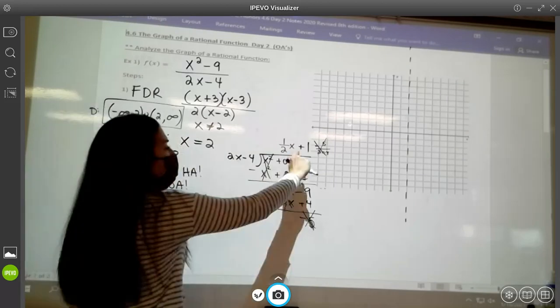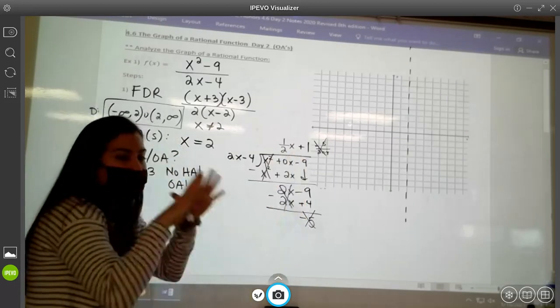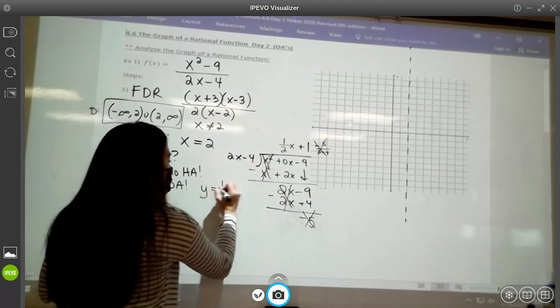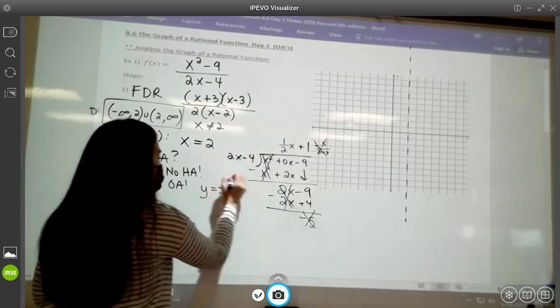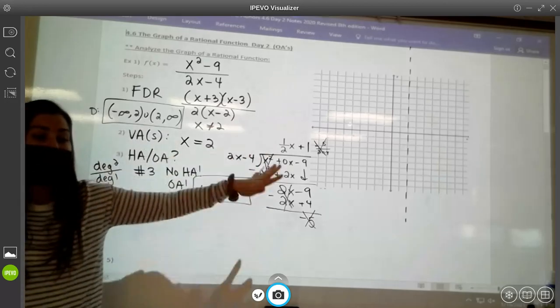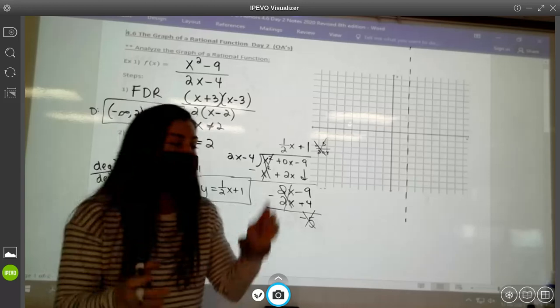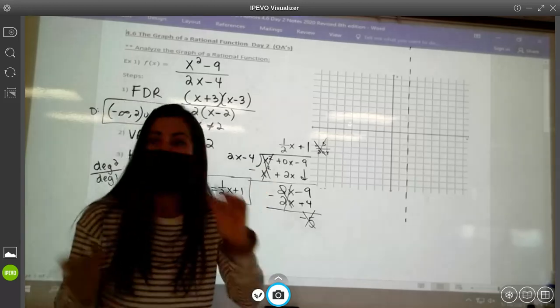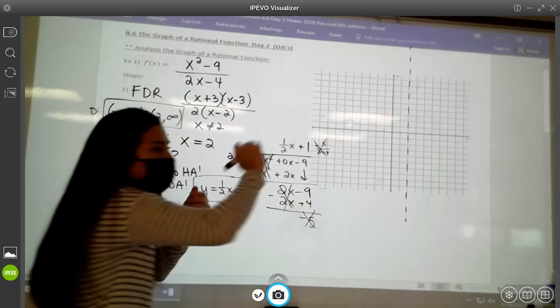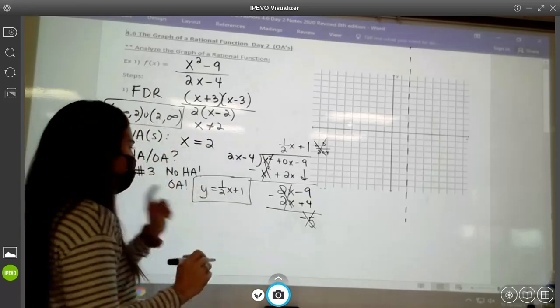All right, so that means our oblique, our slanted line asymptote, is the line y equals 1/2 x plus 1. So now you have to graph that slanted line as your asymptote. But I do not recommend putting dots, because I don't want you guys to mistake these dots as points that your curve is going to pass through. So I'll just put like little tick marks, little slashes.